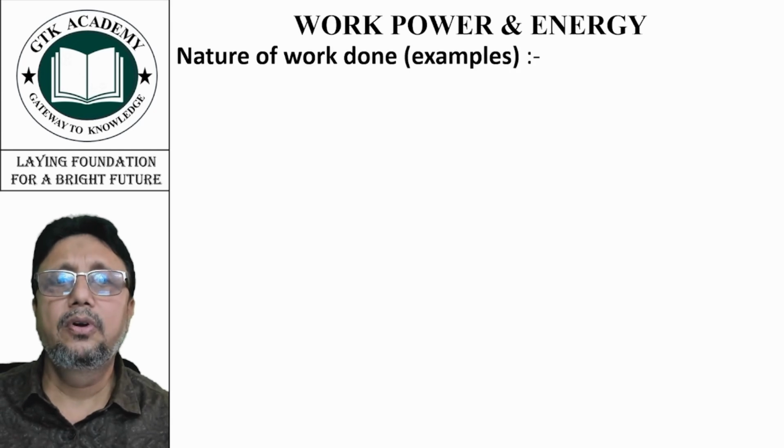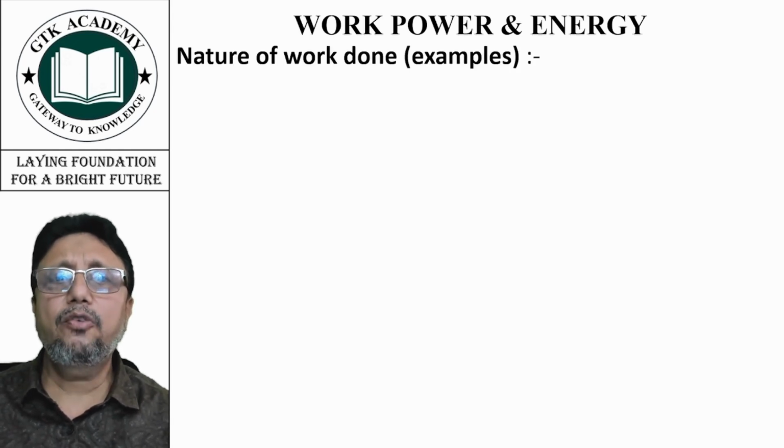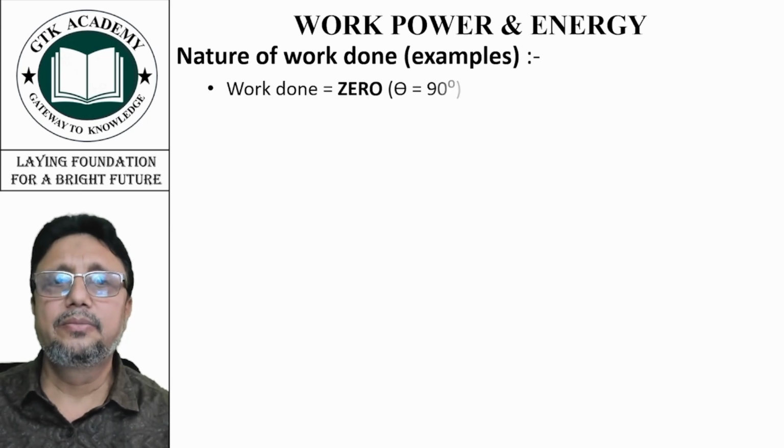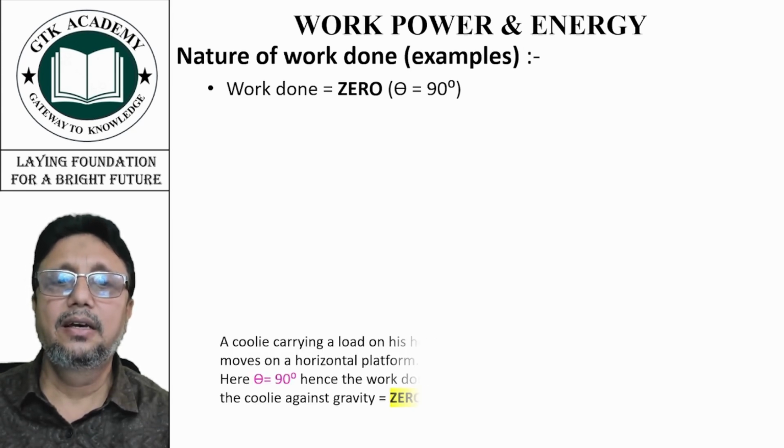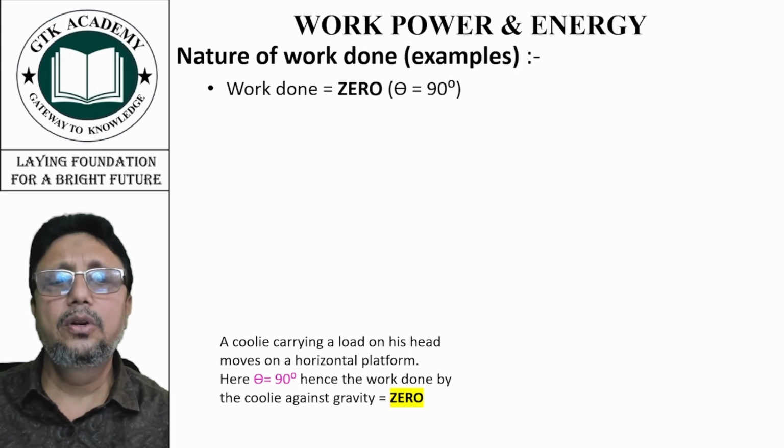So let's move. Now the nature of work done. Let's take some interesting examples. When is the work done 0? When theta is 90 degrees, which we have already discussed. A coolie, you must have seen, a porter is called a coolie in Hindi. He is carrying a load on his head, moving on a horizontal platform. And here theta is 90 degrees.